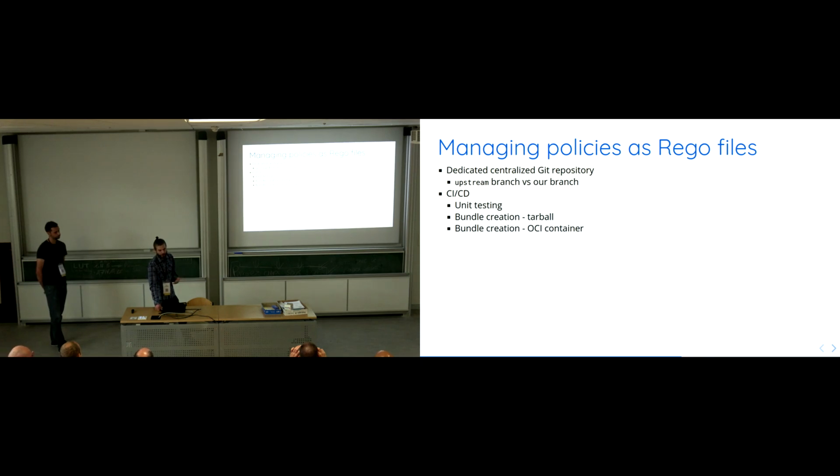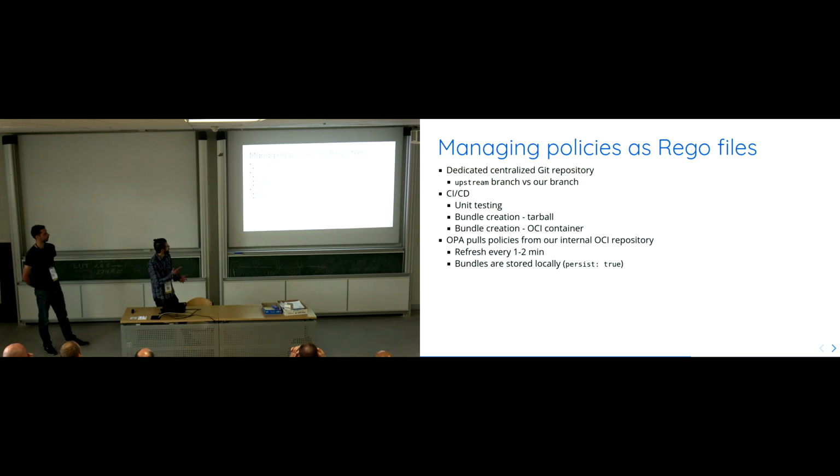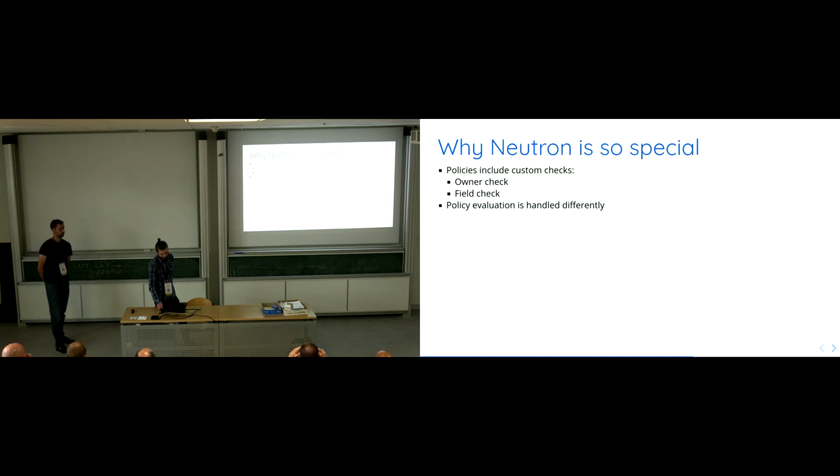So we actually do not distribute the policies at all. OPA itself has a built-in configurable refresh, if I remember correctly. So every 1-2 minutes it checks whether a new image is available with new policies, pulls it and activates that. Bundles are also stored locally for the case that all of a sudden you have no internet connectivity to your central registry, so it stores them locally and is able to restart.